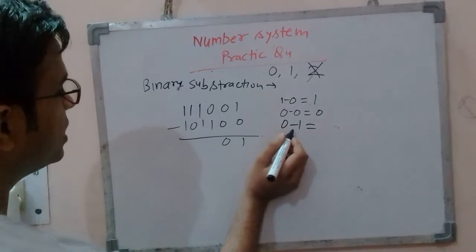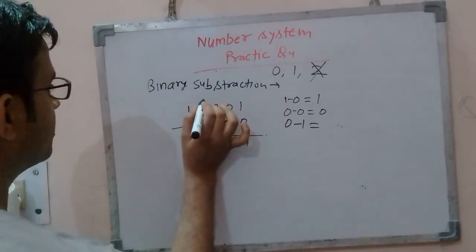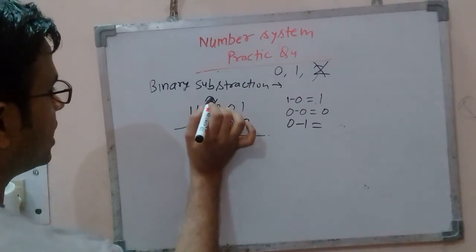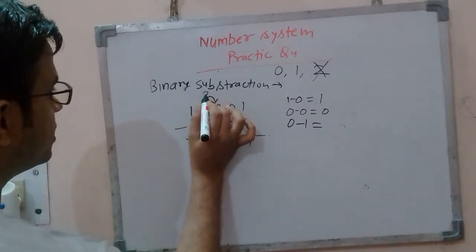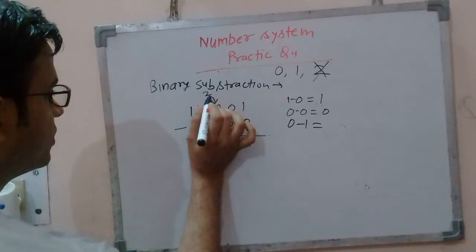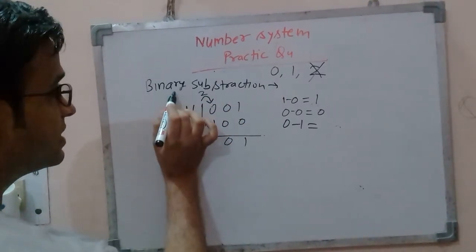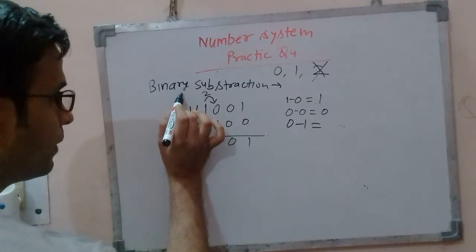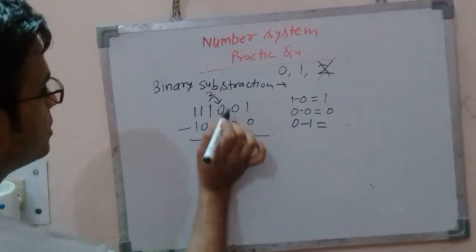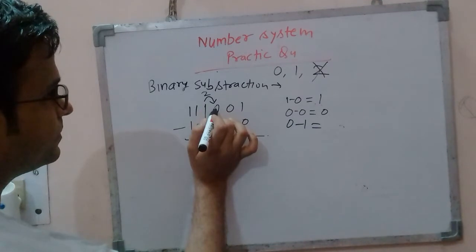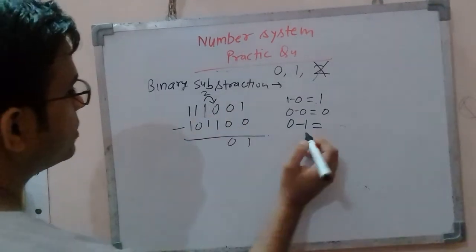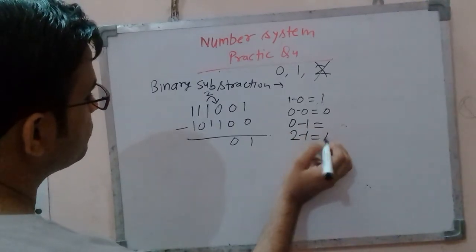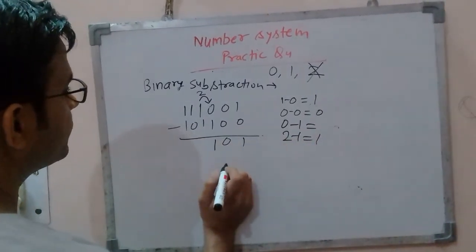So that means you will have to take one carry from the previous stage like this. When you take carry from this, how much will come here? 2 will come here, because binary means base is 2. So that means 2 will come here. So now subtract 2 minus 1. This is 2 now. 2 minus 1 is 1 now. So put 1 here.